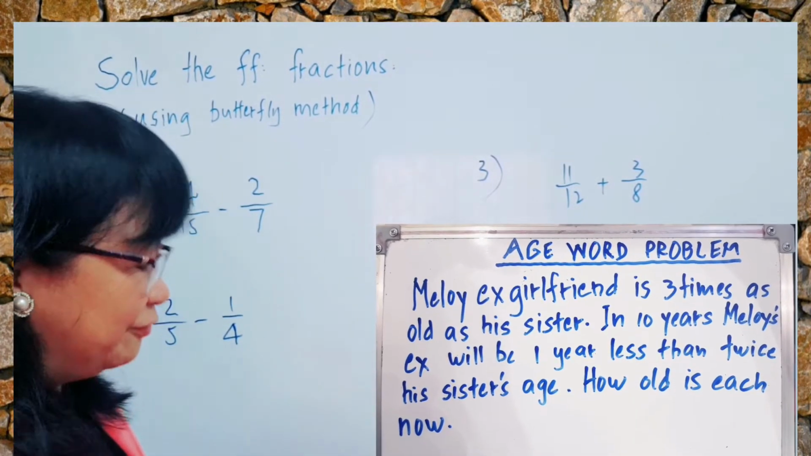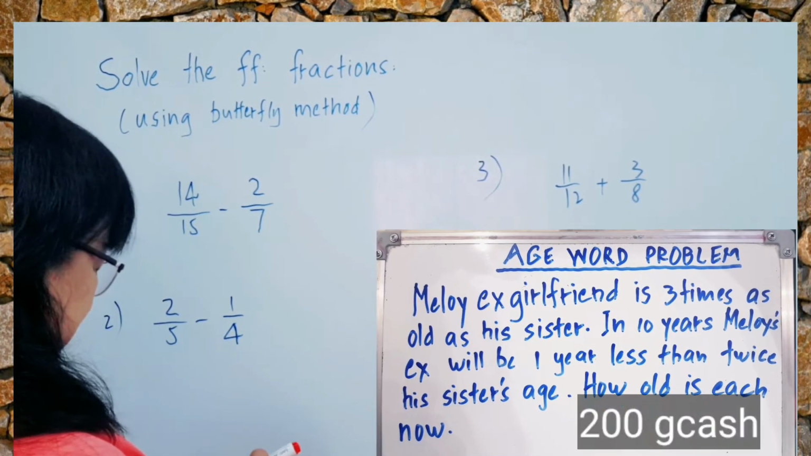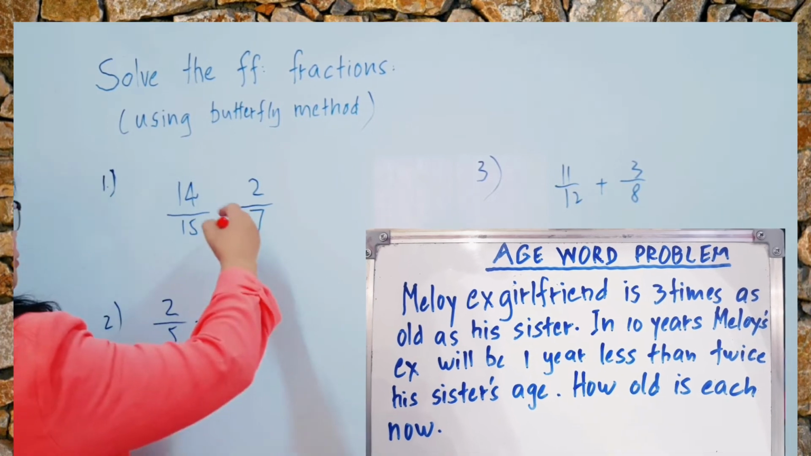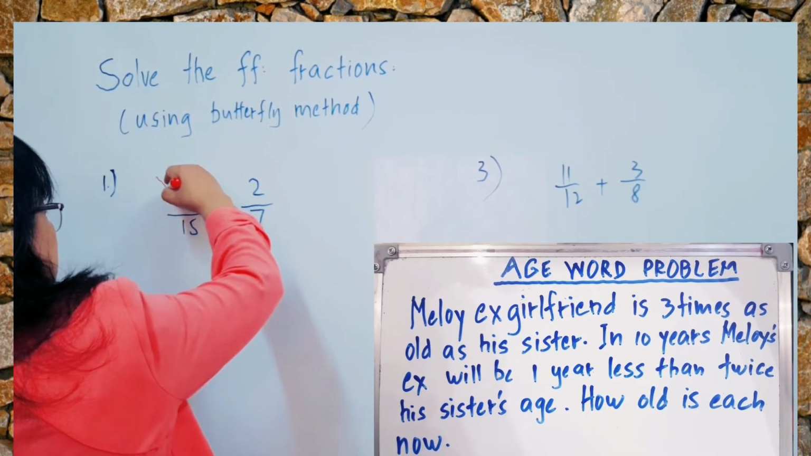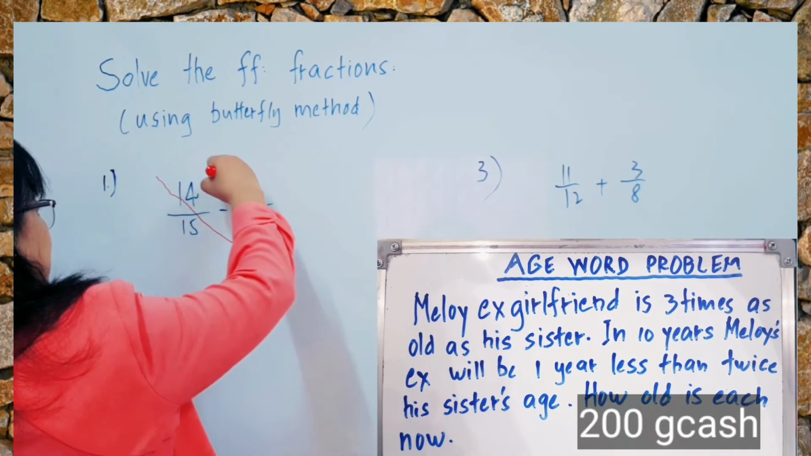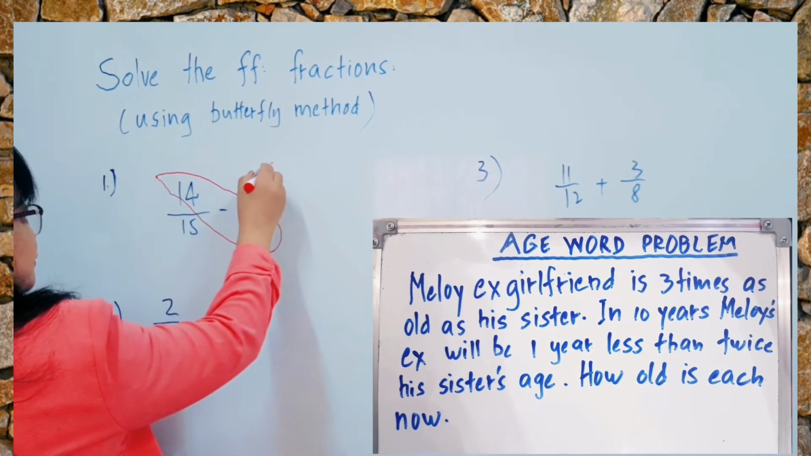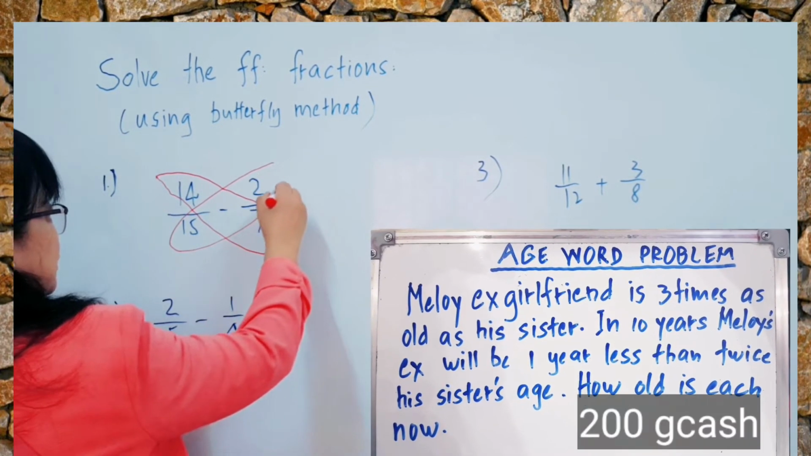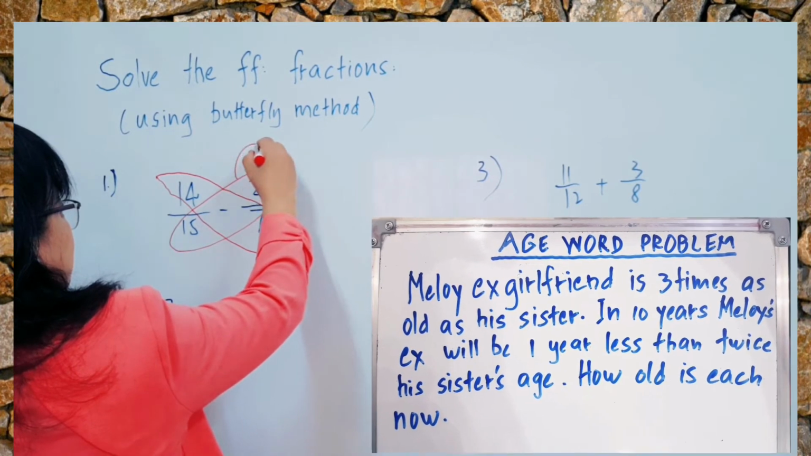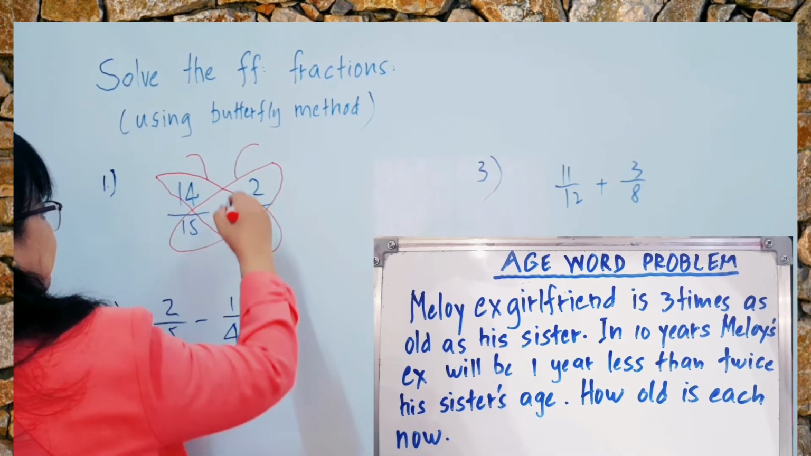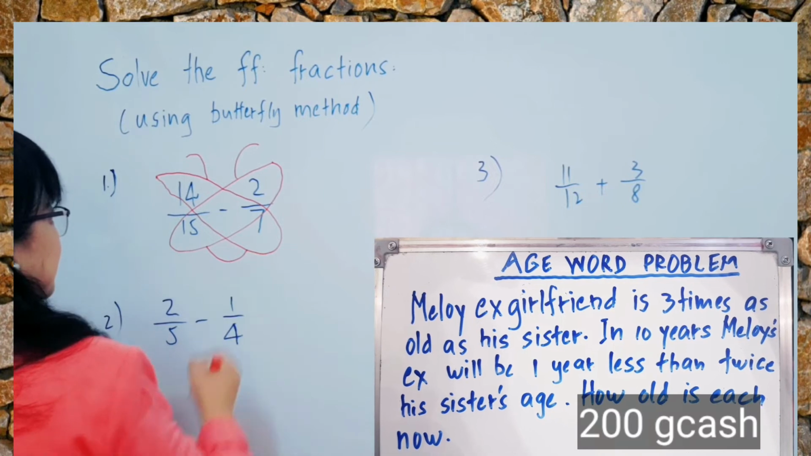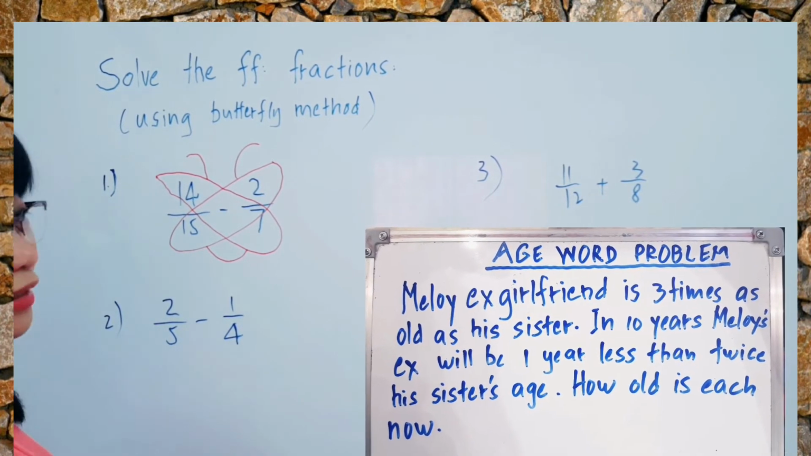Kung bakit butterfly? Kasi we will solve this one like this. It's true that it's like a butterfly, and like this, and of course, and this one, like this. So, now it looks like a butterfly.